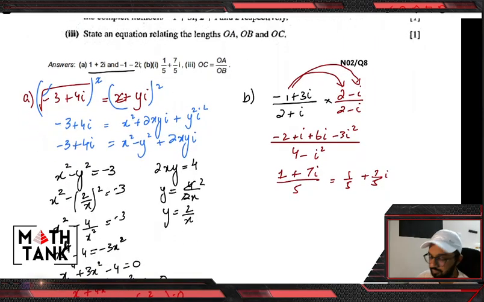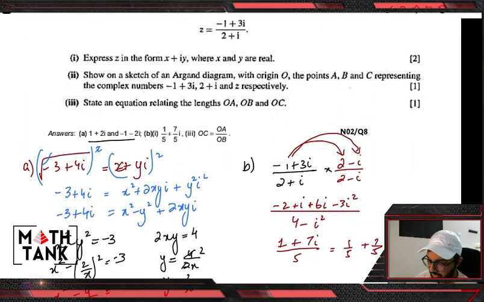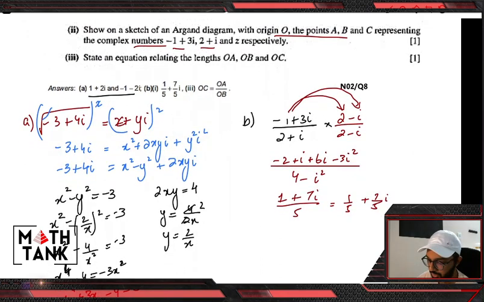Okay. Then it says show on a sketch of an Argand diagram with origin O representing the complex numbers this, that, and z respectively. State an equation relating the lengths of OA, OB, and OC. Let's look at the plot first.